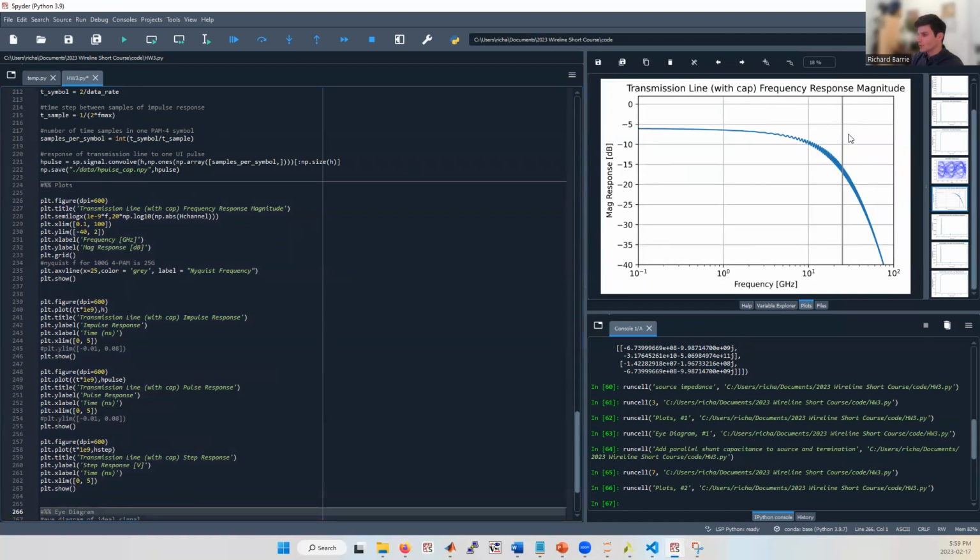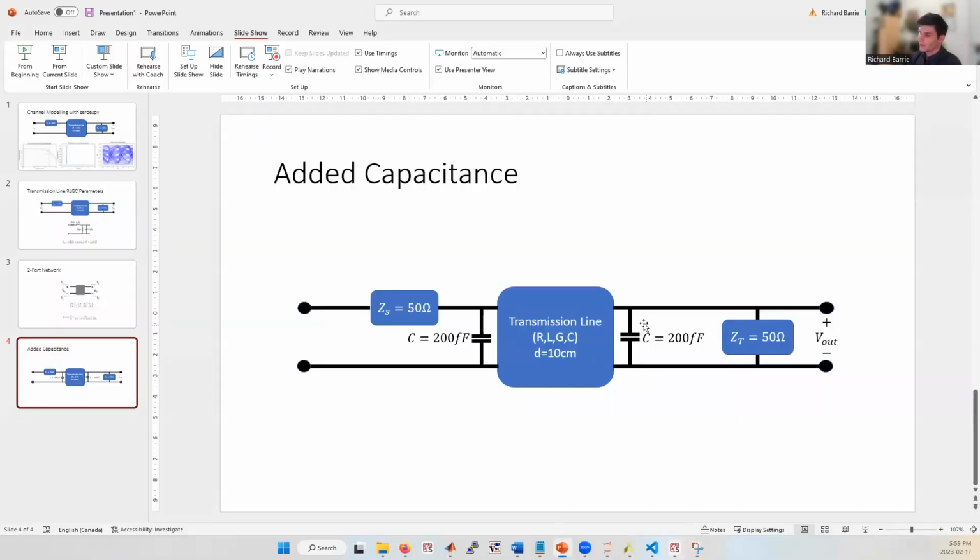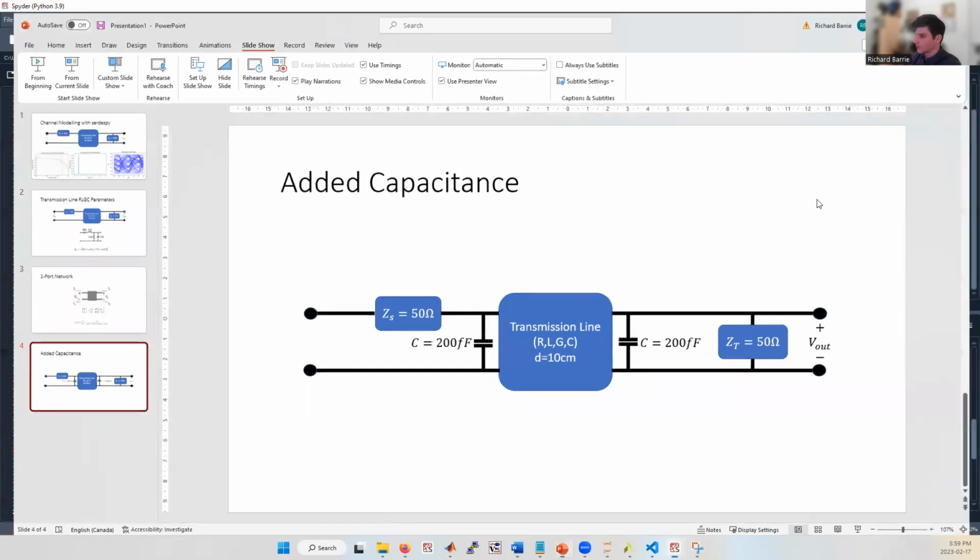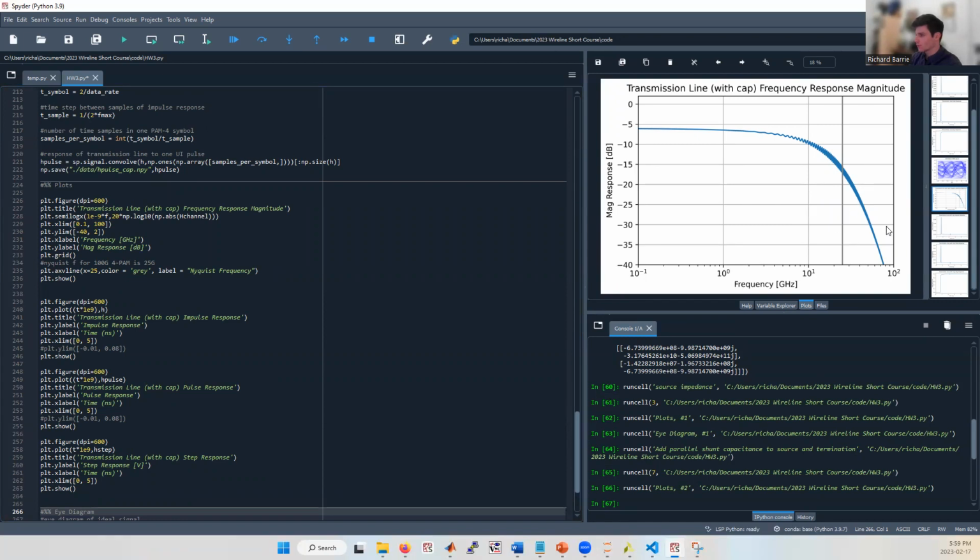Here on the Bode plot, we can see that now at the Nyquist frequency, we've got like minus 16 dB of insertion loss. So the signal is more attenuated with these capacitors. You could see that these capacitors kind of act like a low-pass filter, which causes this attenuation because we have some resistance in the transmission line, and then the shunt capacitance filters out some of the high-frequency information.